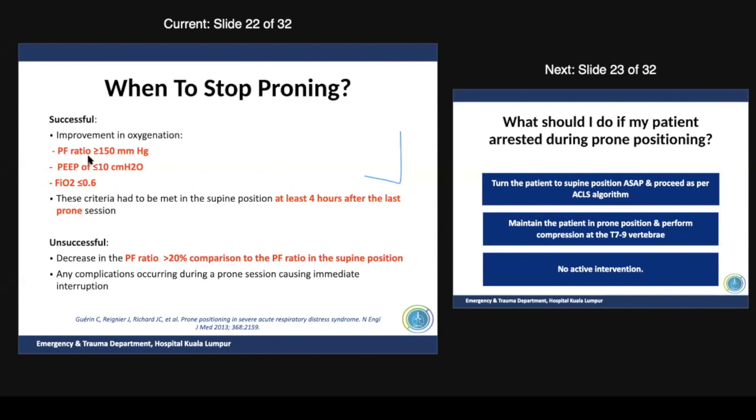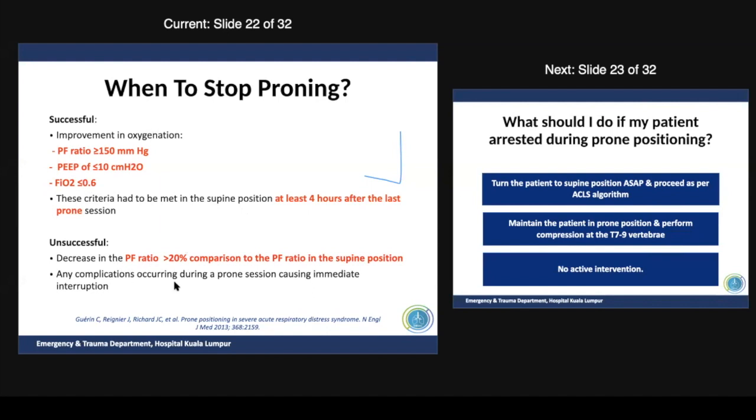Okay. Successful proning ni ialah kriteria yang perlu ada. Number 1, the PF ratio more than 150 with PIP of less than 10 and FiO2 less than 0.6. All these criteria need to be met and all of this information, contohnya kita dah pusingkan dia kepada supine, okay? Kita ambil ABG dia dalam masa 4 jam lepas kita supinekan balik, ABG dia nampak semua yang all these criteria dengan ventilator setting dia, maknanya yes, kita berjaya pun. Okay? Tetapi kalau tak berjaya lagi, you can consider to prone again the next day.